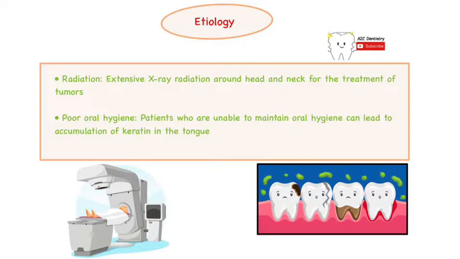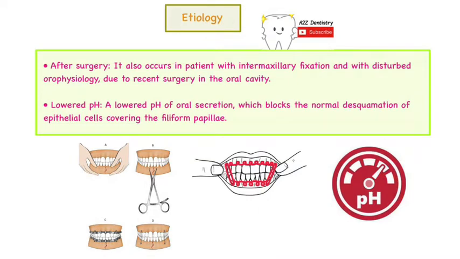Another cause is radiation therapy. This radiation therapy is particularly indicated in patients who are diagnosed with cancer, right. So extensive x-ray radiation around the head and neck region may also lead to hairy tongue. Apart from these two factors, another factor is after surgery. Whenever there is a case of maxillofacial fracture, as a part of treatment planning, the patient has to undergo intermaxillary fixation.